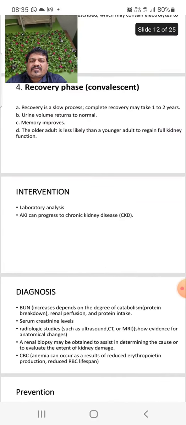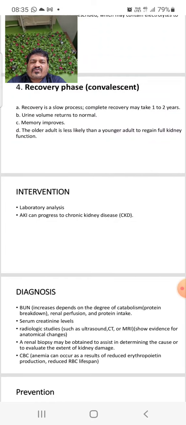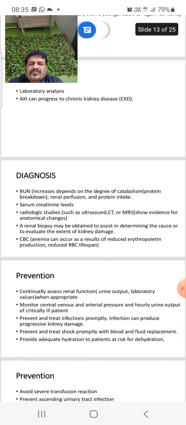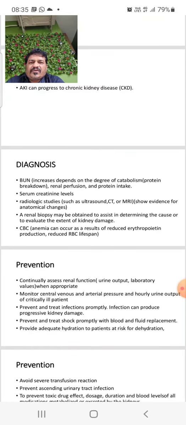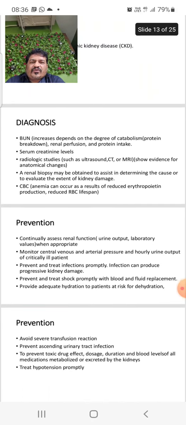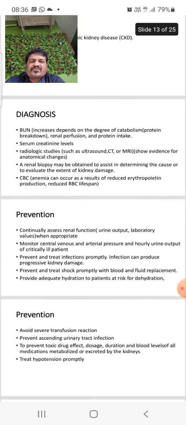In case of these interventions, laboratory analysis, AKI can progress to CKD. Diagnosis: BUN increase depends on the degree of catabolism, protein breakdown, renal perfusion, and protein intake. Serum creatinine levels will be high. Radiological studies such as ultrasound, CT or MRI should show evidence of anatomical changes like renal parenchymal disease.